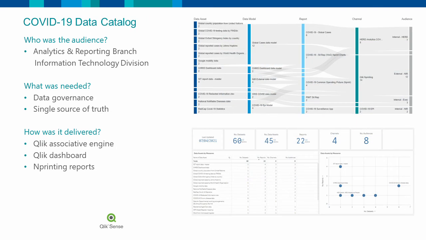Now, taking a step back and looking at the full end-to-end process, we wouldn't be able to deliver all these outputs without a good data governance process in place with the single source of truth and common data models. To facilitate this, we built a data catalogue in Qlik Sense to monitor the 60 datasets which flow through to numerous reports, outputs, and stakeholders. And again, the Qlik Associative engine was our best friend to handle the many-to-many relationships between all these. And we were able to use NPrinting to create report snapshots to send to the exec about what was being sent to who, where, and when.